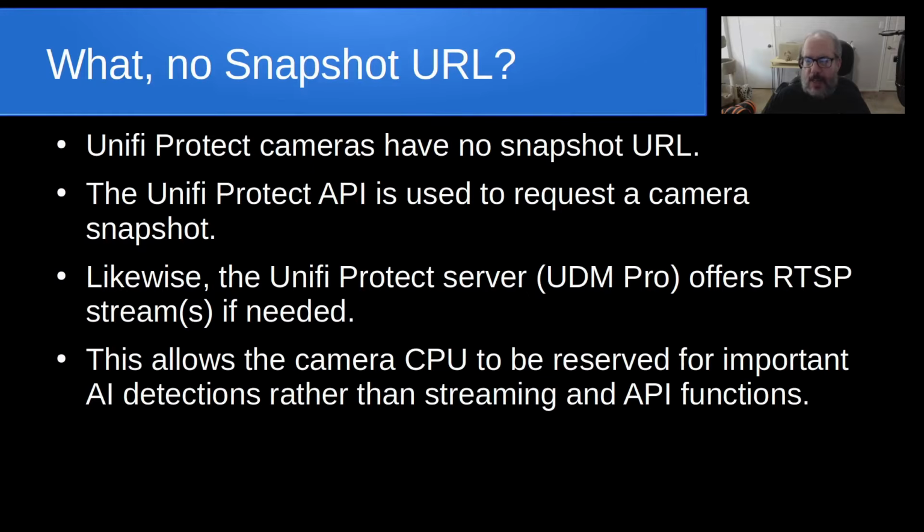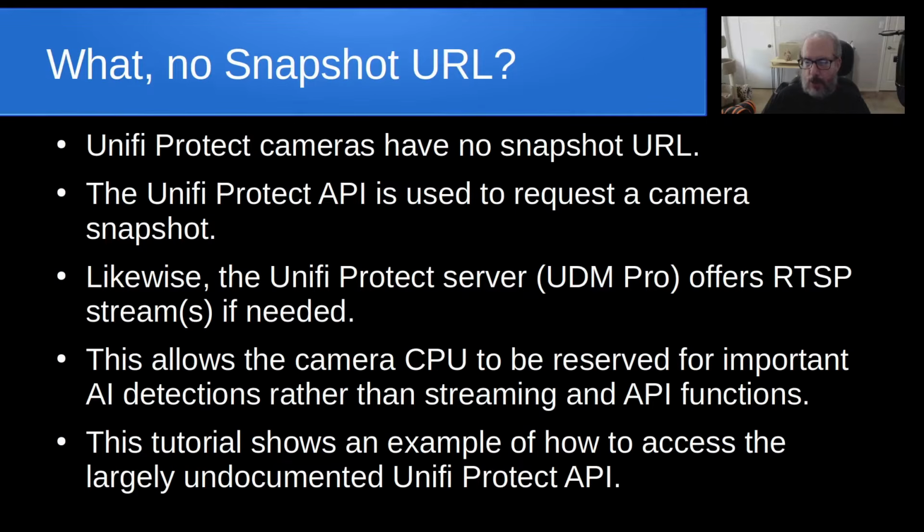So this allows the camera CPU to basically be offloaded and reserved for important AI detections rather than streaming and API functions. So since we basically centralize all those and put them back on whatever the server is, that offloads the cameras. So this tutorial shows an example of how to access the largely undocumented Unifi Protect API, since I couldn't really find any information about it elsewhere.